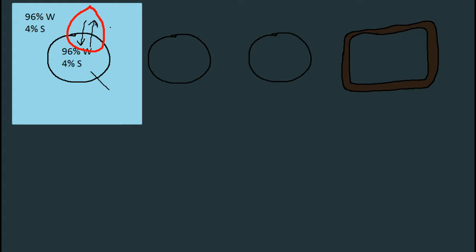Because it's the same inside and outside, there's no one place where water is higher than the other. So this cell is in equilibrium. Water is entering and leaving equally because it is equal inside and outside. We would say that this cell is isotonic.